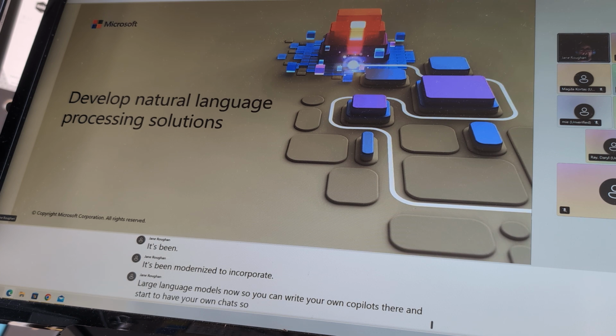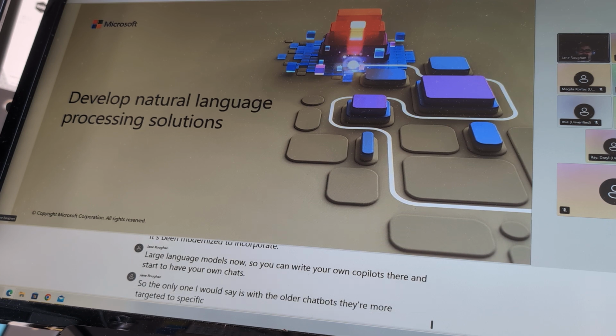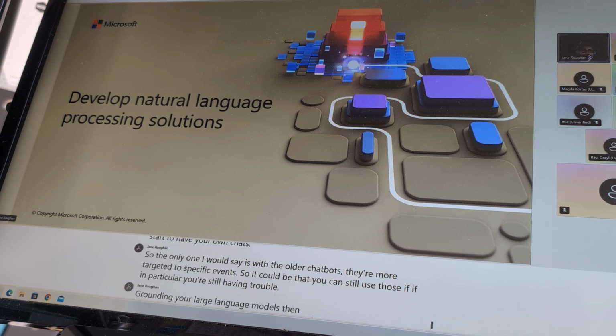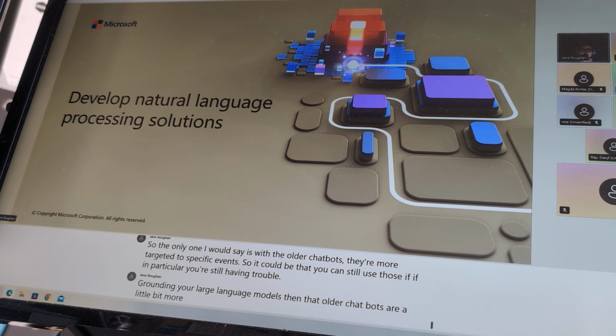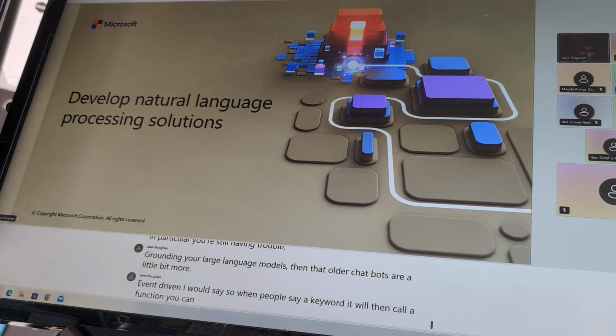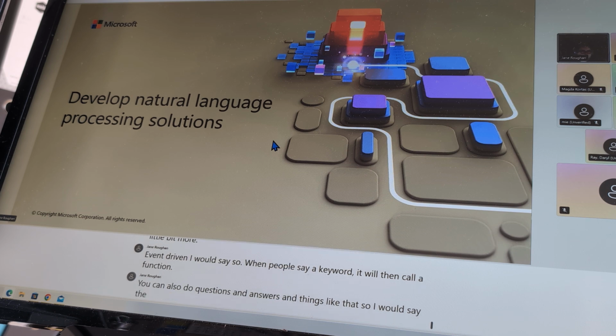The only thing I would say is with the older chatbots, they're more targeted to specific events. So it could be that you can still use those. If in particular you're still having trouble grounding your large language models, then the older chatbots are a little bit more event driven, I would say. So when people say a keyword, it will then call a function. You can also do questions and answers and things like that. So I would say the older ones are not to be discounted.